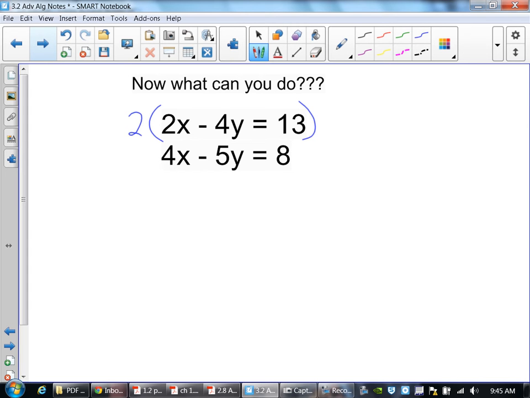Since I've written down the bottom equation, go ahead. What example is this? This is a linear combination style. Thank you. By multiplying across everything here, I'm just going to rewrite it right below it. So I get 4x minus 8y is 26.